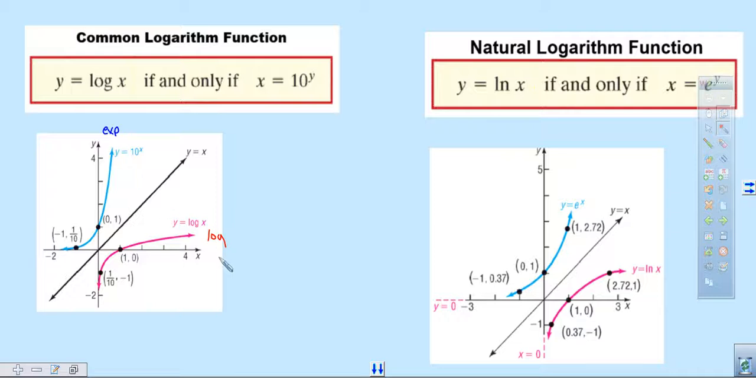Exponential functions and log functions are inverses of each other, and that means that if they're inverses, then they are symmetrical over this line y equals x. They have symmetry over this line. So symmetry meaning a direct reflection of the lines.